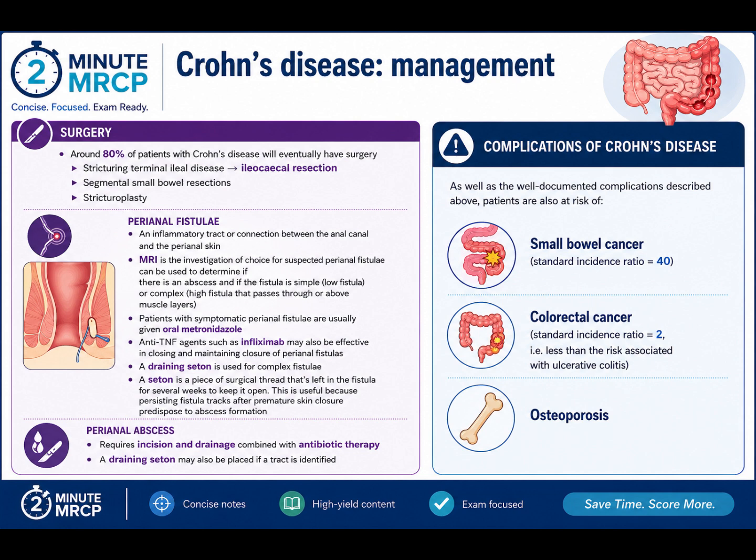A draining seton is used for complex fistulae. Perianal abscess requires incision and drainage combined with antibiotic therapy. A draining seton may also be placed if a tract is identified. Major complications of Crohn's disease include small bowel cancer, colorectal cancer, and osteoporosis.